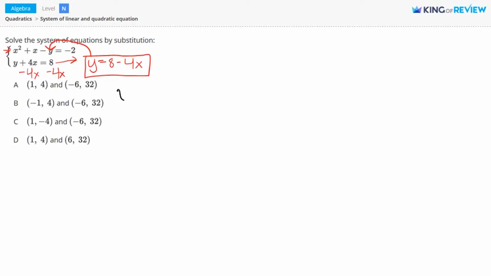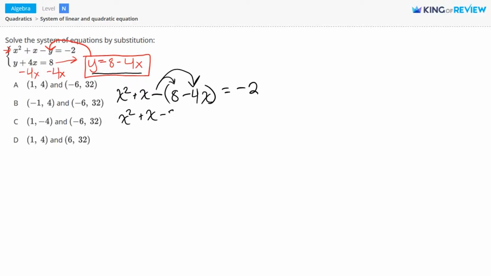We have x squared plus x minus y equals -2. And we solved for y here, so we're going to insert that into the parentheses. We have 8 minus 4x. The next step is to distribute this negative sign to each item within the parentheses. So we have x squared plus x minus 8 plus 4x equals -2.